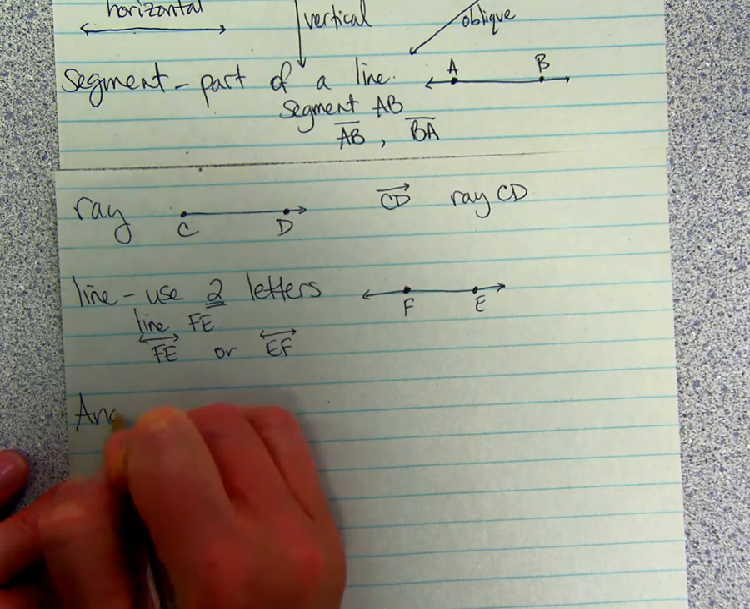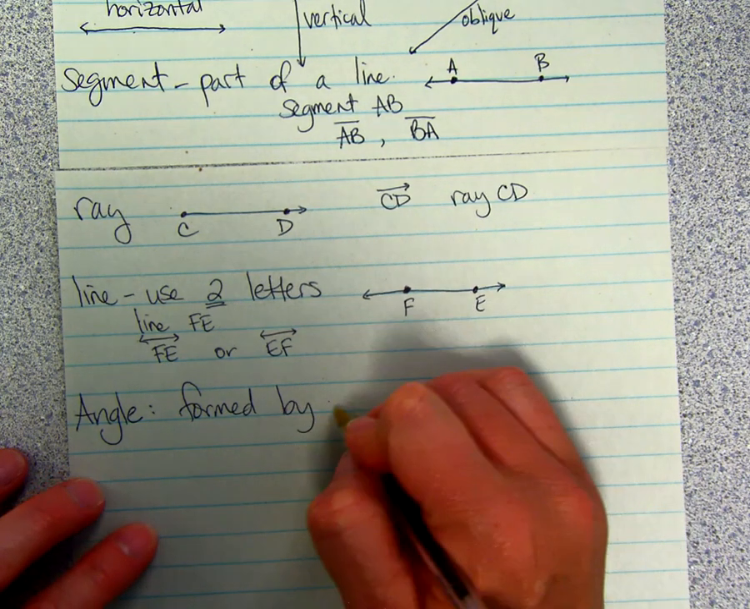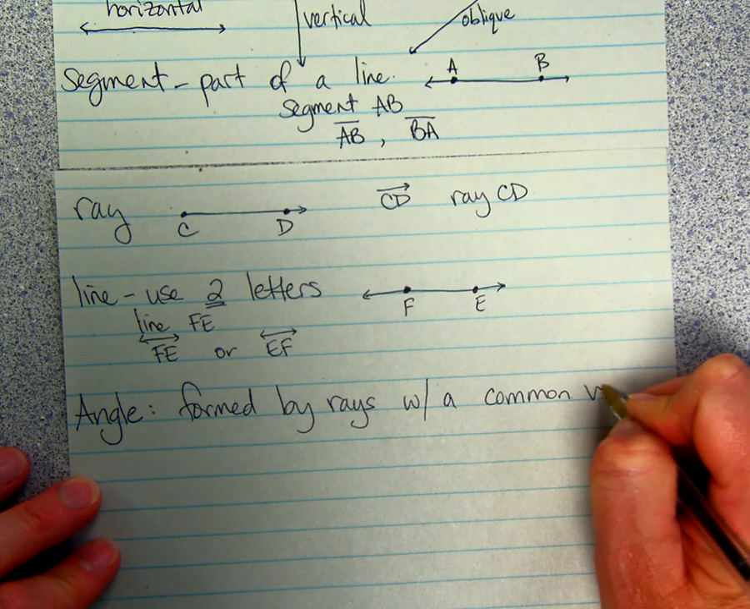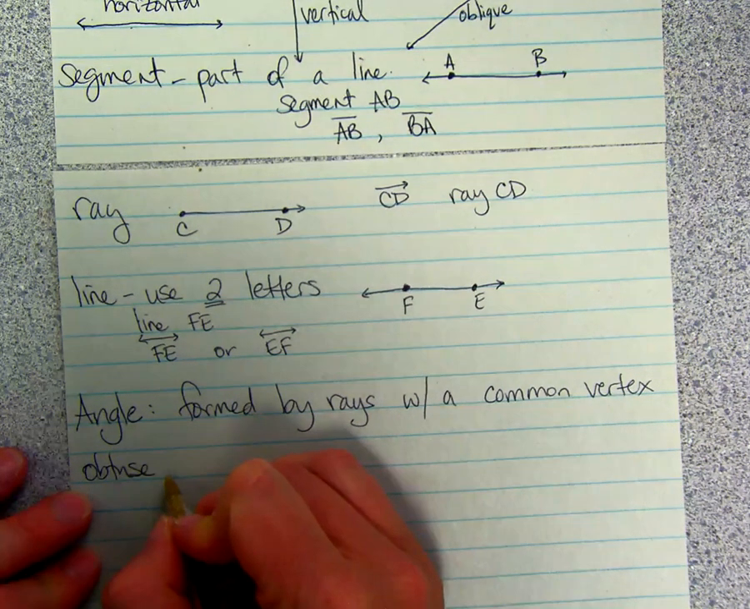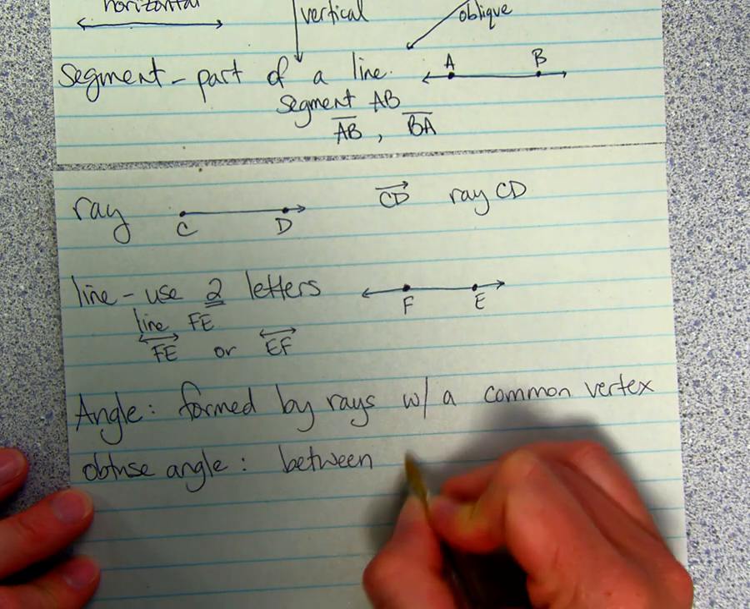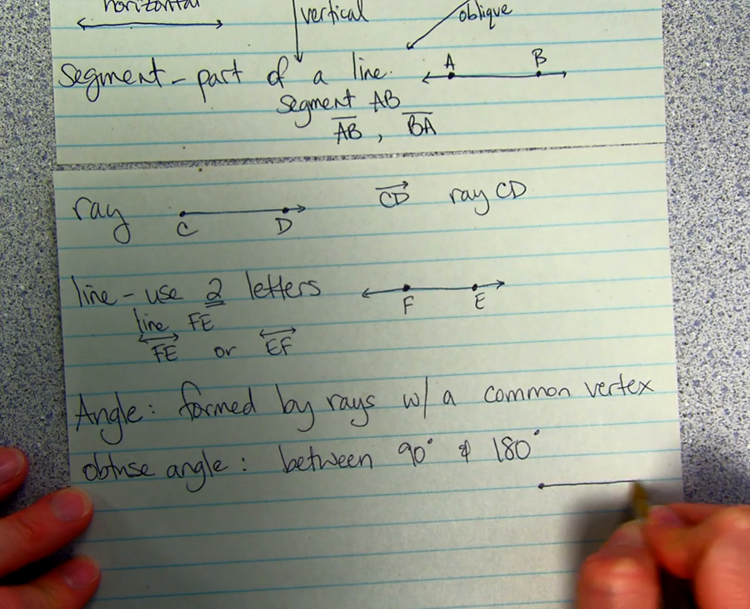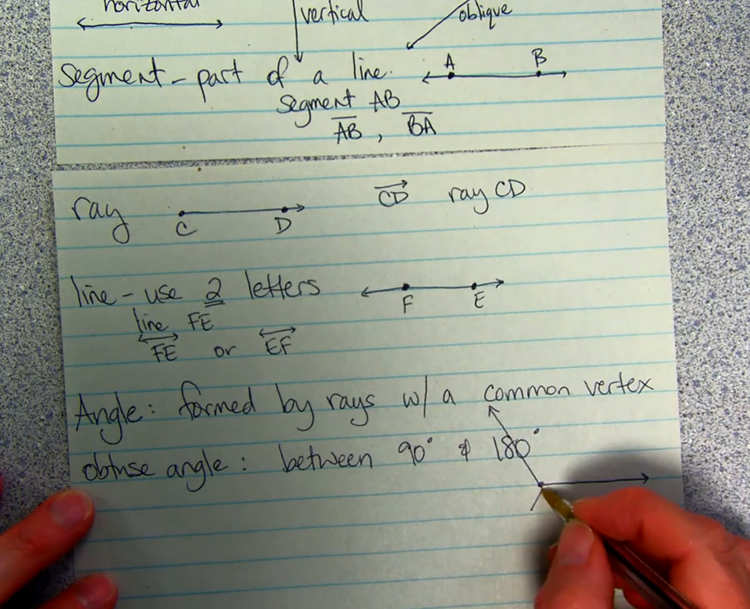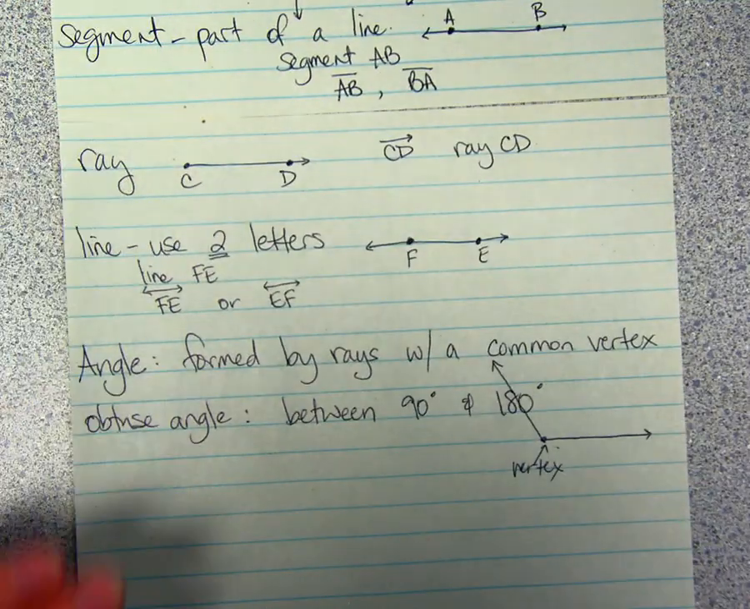An angle is formed by rays with a common vertex. An obtuse angle is between 90 and 180 degrees. Here's a picture of an obtuse angle. Here's our two rays. This is called the vertex. They both have the same vertex, and that's called an obtuse angle.